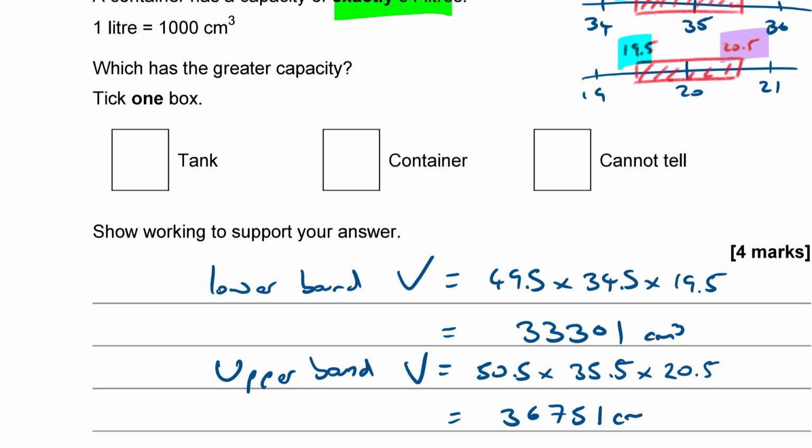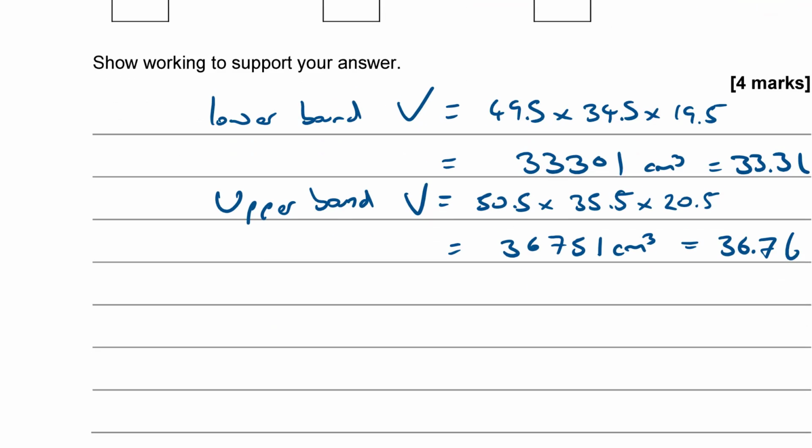Because I use centimeters. And I know that 1 litre is 1,000 cubic centimeters. If I divide these by 1,000, it will give me the capacity in litres. So this one is roughly 33.3 litres, and this one is 36.7 litres. So our volume then is going to lie between those, isn't it? It's going to be anywhere up to that or down to that one.